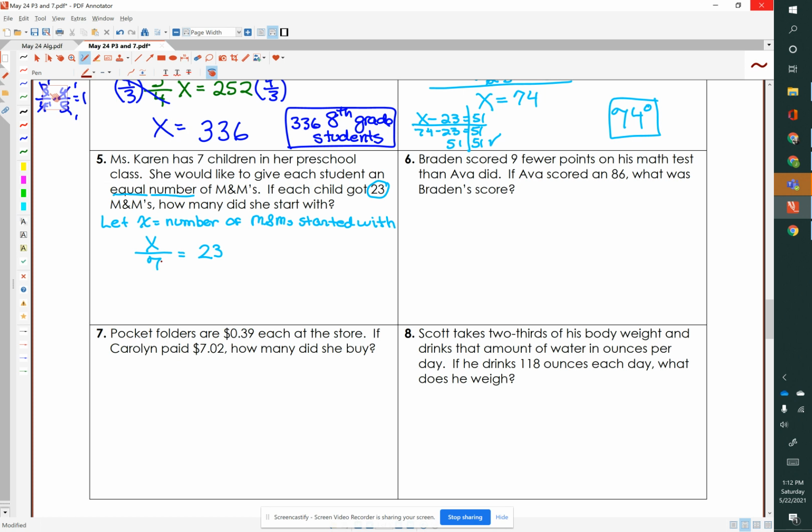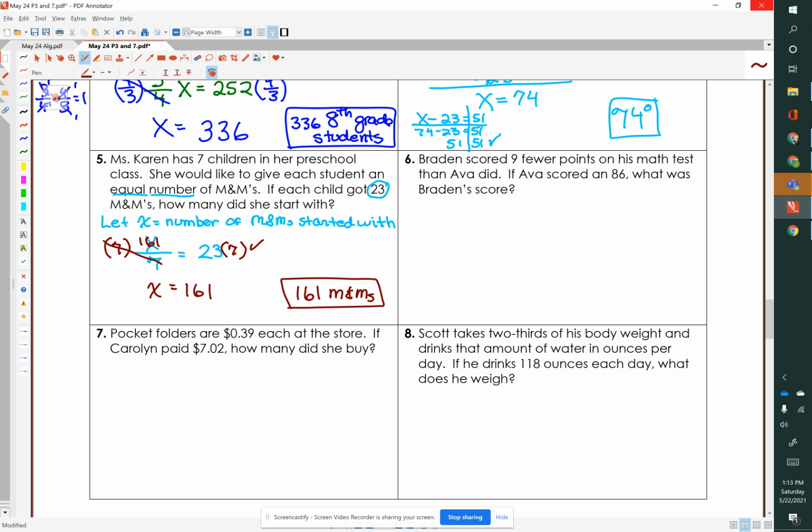So if we have a denominator with x as the numerator, the easiest way to solve this kind of algebra problem, as we've been doing in class, is to multiply by the denominator. So 7 over 7 is actually 1, so that leaves us with 1x isolated, and 23 times 7 is 161. So she started out with 161 M&Ms. And if you want to check this answer, you would substitute 161 for x, divide it by 7, and you would get 23.